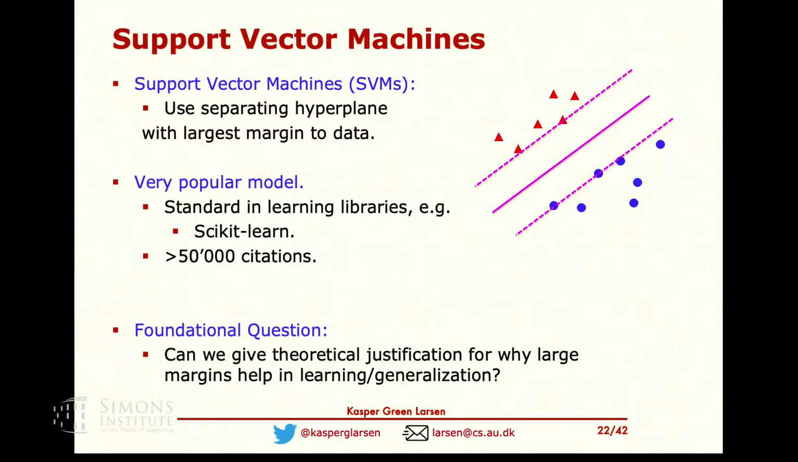And the thing we're trying to do in this work is to give some theoretical justification for why it helps to have large margins in this linear model that you're finding. So can we prove that there are some benefits to having large margins?